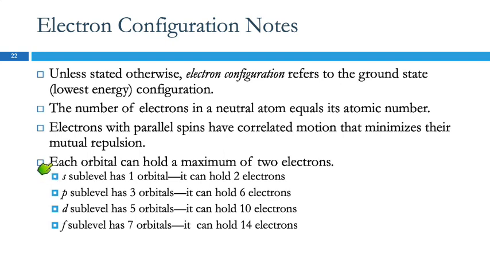Each orbital can hold a maximum of 2 electrons, so each bed can hold a maximum of 2 people. The S sublevel is 1 orbital, 1 bed. P sublevel is 3, D is 5, F is 7. These are odd numbers counting by 2: 1, 3, 5, 7. And if you need to know how many electrons could fit in this sublevel, there's 2 in each of the 7 orbitals, 14.